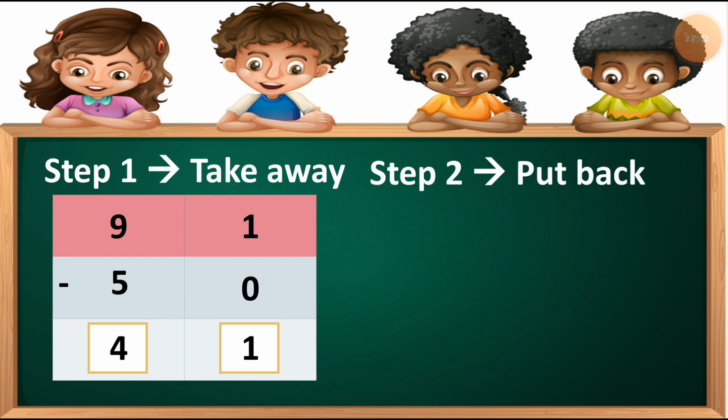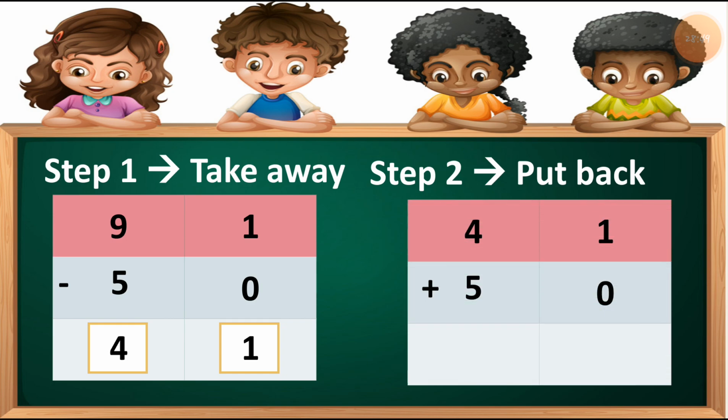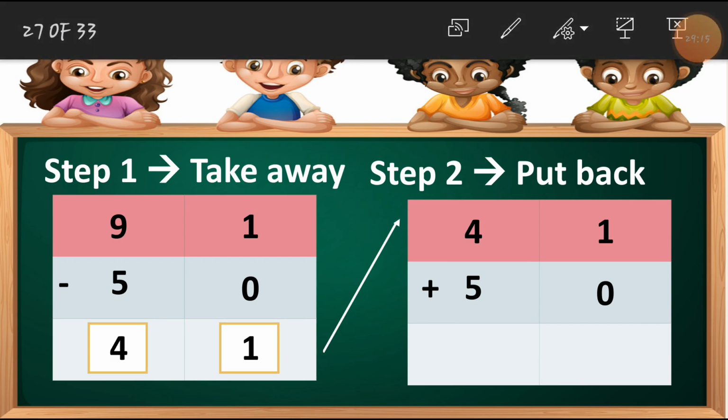Now let's see step 2, put back. We have to put back the answer. So let's check the sum. You can see through this arrow, I write down this answer 41 here and add 50 to this answer. We put back this answer and add 50 to it. So we get 91. If we get 91 as the answer, then our subtraction sum is right.